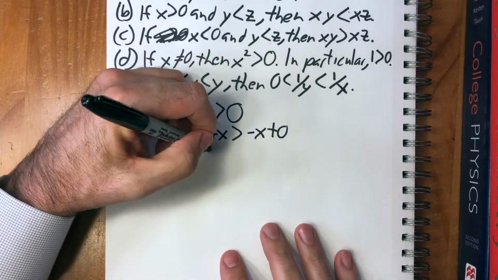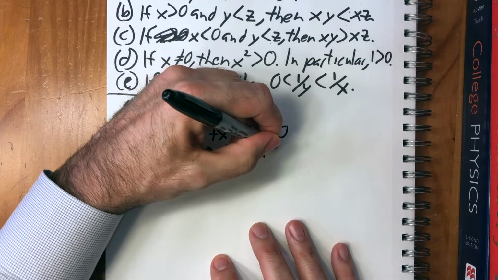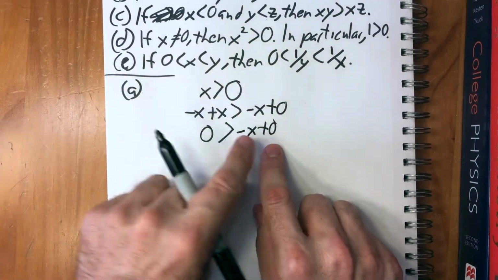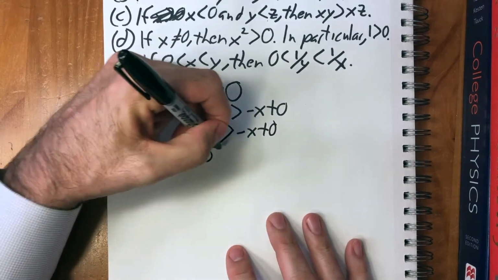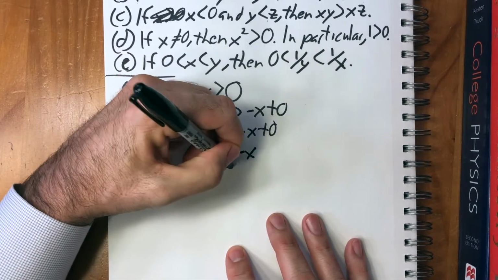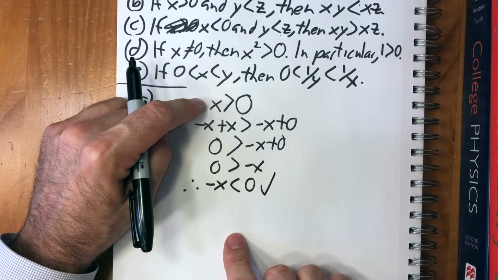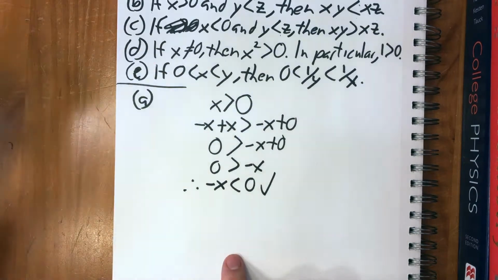Then the inverse rule, minus x plus x is 0, is greater than minus x plus 0. And then the identity, that's just minus x. So 0 is greater than minus x. So minus x is less than 0, which is what we wanted to prove. If we start with x greater than 0, then minus x has to be less than 0.